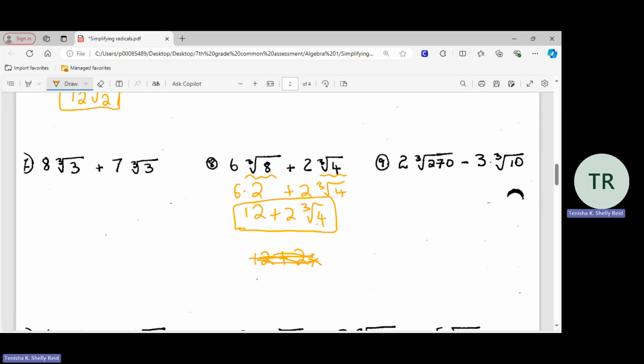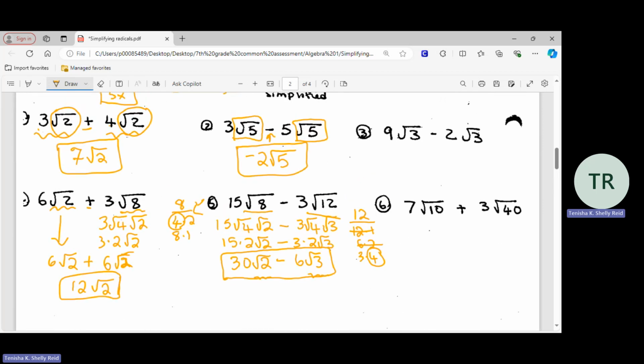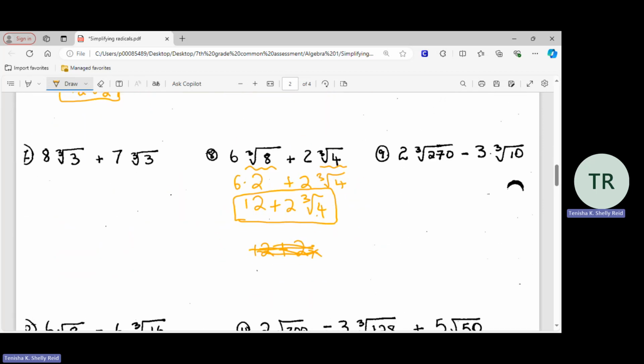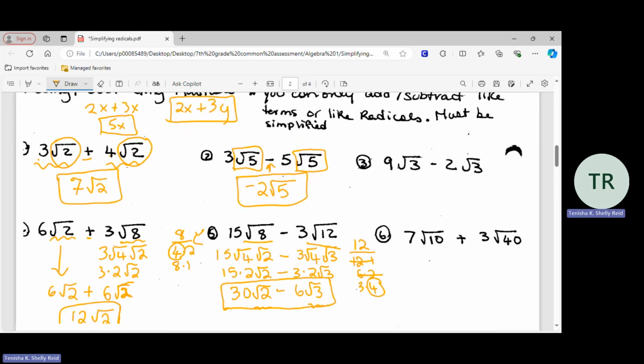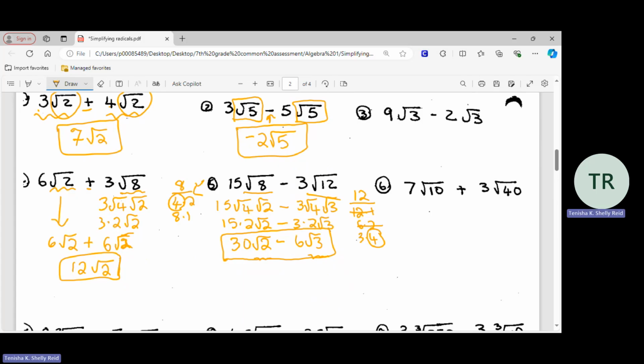Go ahead and take the time to try the other problems. 3, 6, 7, 9, 10, and 11. Go ahead and try them. Pause and try them.